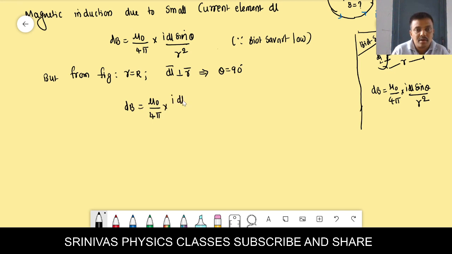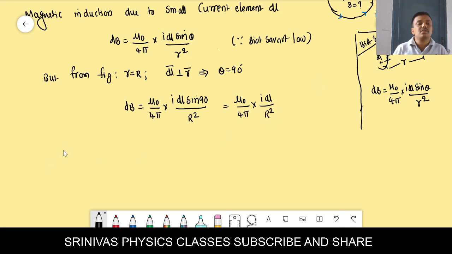Now, mu naught by 4 pi into I dl sin theta, where sin theta is sin 90, by r square, which is capital R square. What will you get here? Mu naught by 4 pi into I dl by capital R square you will get.